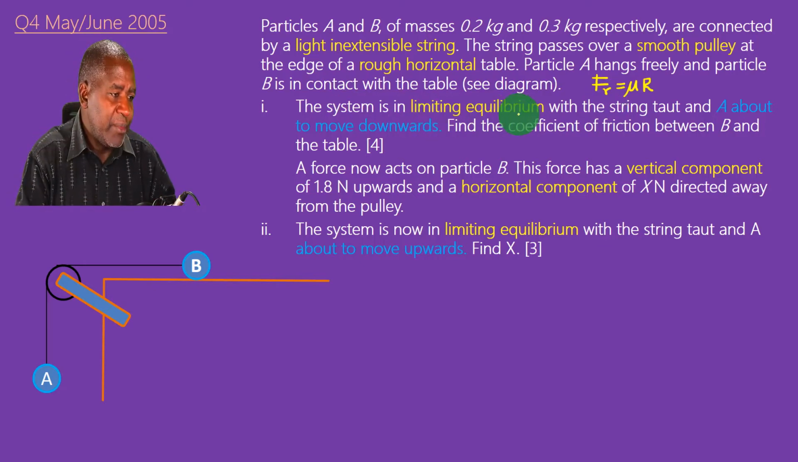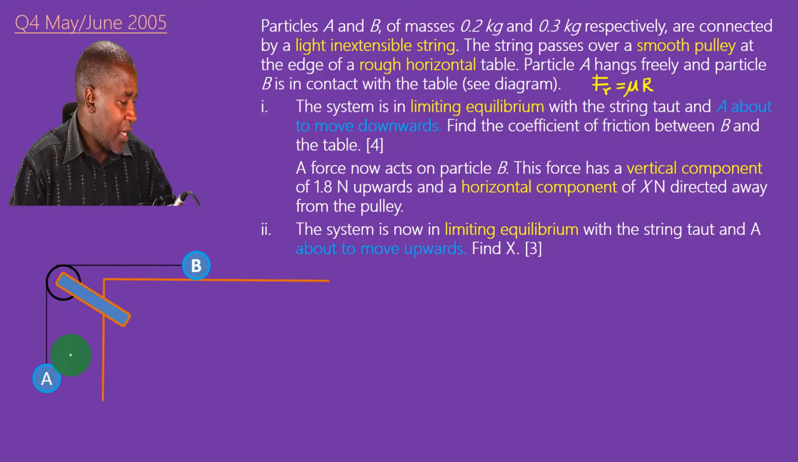So the system is in limiting equilibrium with the string taut and A about to move downwards. A is just about to move downwards. That means B is just about to slide to the left. That means they're telling me to take the direction of the friction to be to the right. If A is just about to move downwards, then B is just about to move to the left. That means the friction force must be acting to the right, and it is equal to mu R.